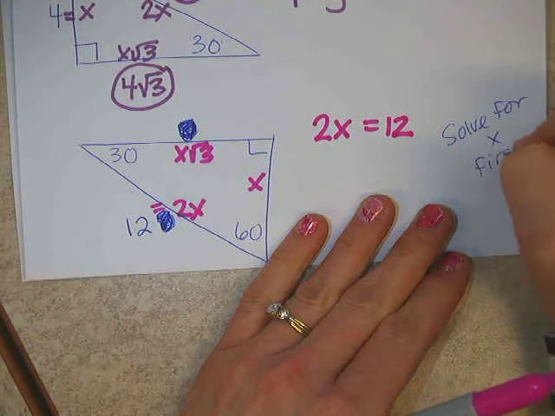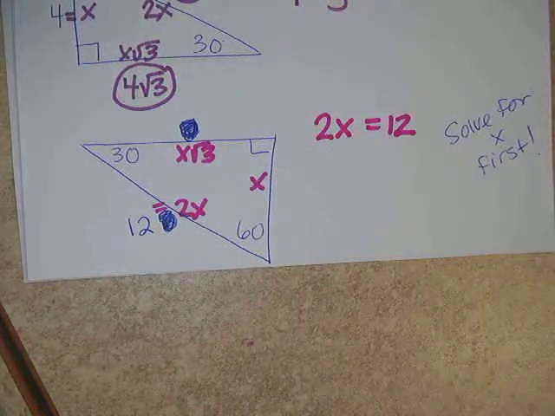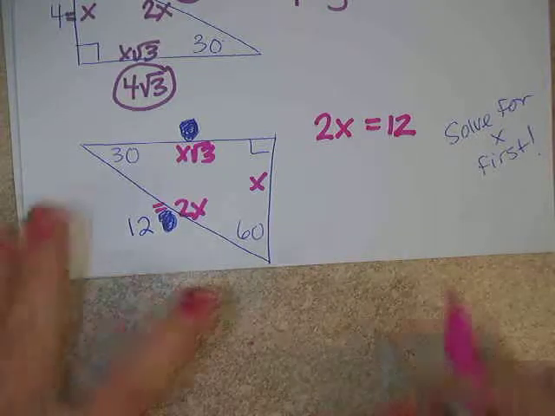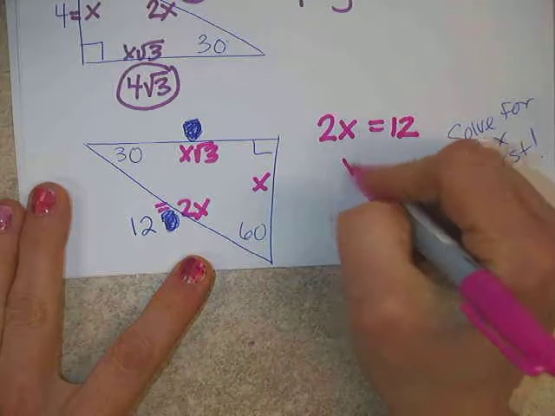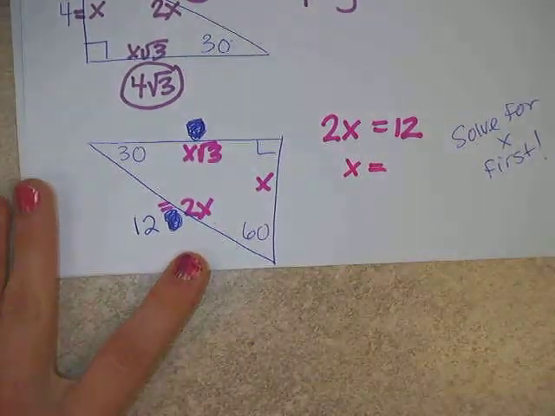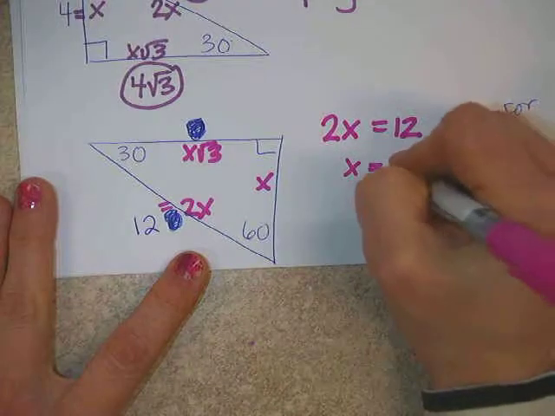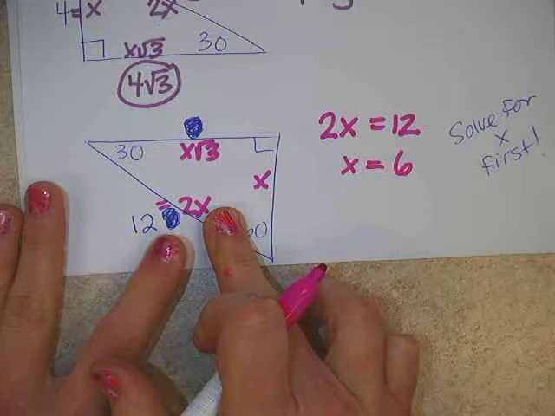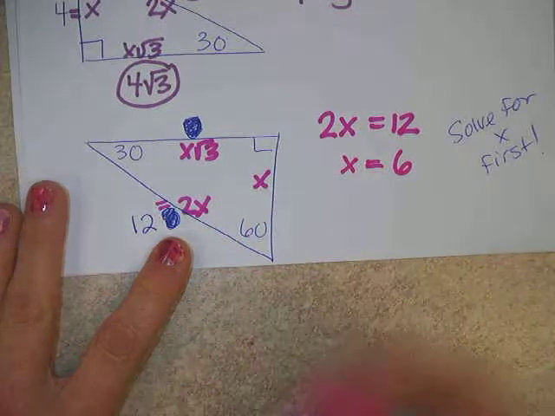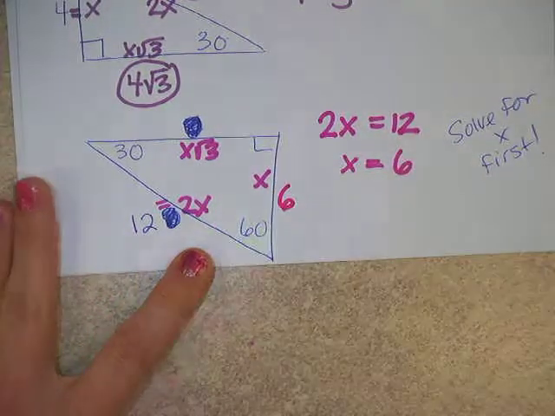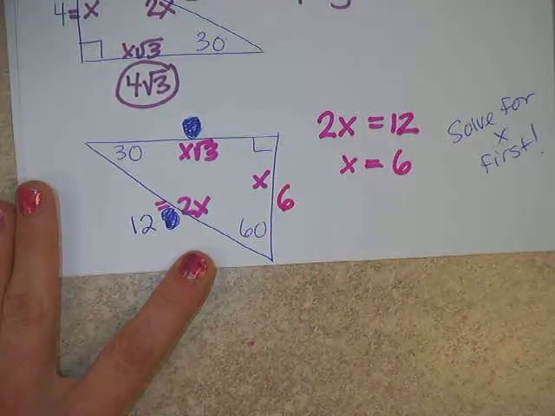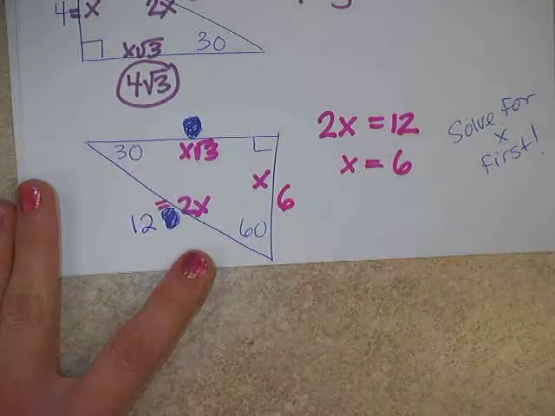2x equals 12. Okay, if you don't start with the side that's x, you're going to solve for x first. If you get anything but the side across from the 30, you're going to solve for x so you can turn around and plug it in. So solving for x would have to be 6, which actually gives you one of your sides. That would be this. So when you solve for x, you're down to only having to find one more. So this side would be 6.